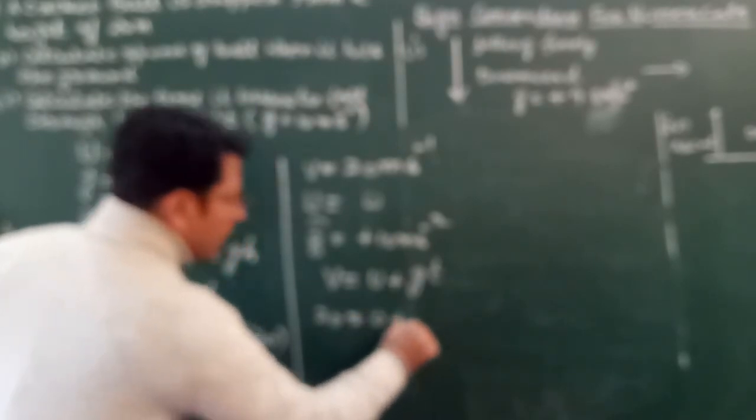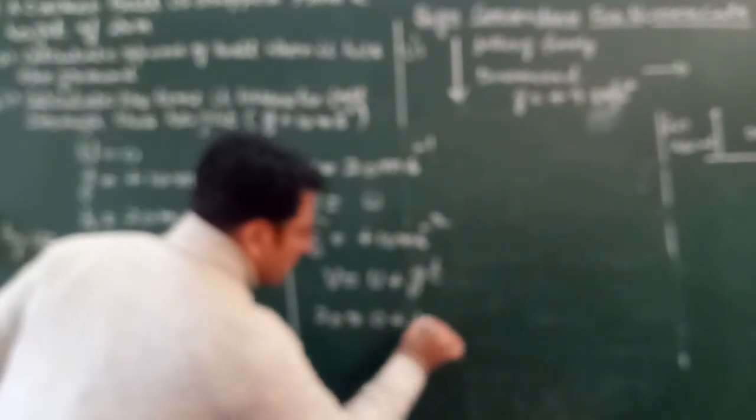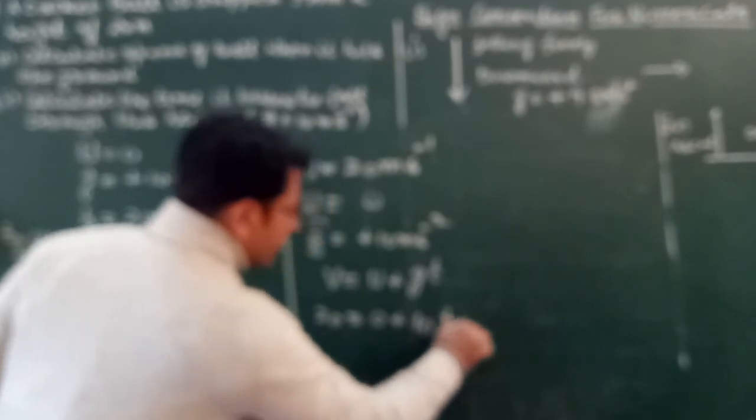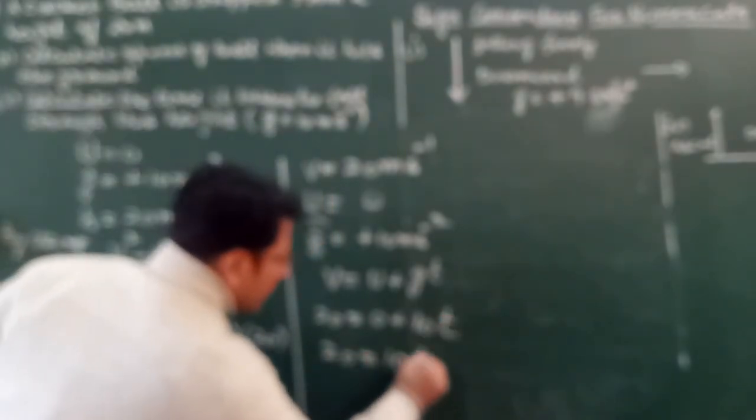So the value of v is just calculated, 20. The value of u is equal to 0 plus 10t. So 20 is equal to 10t. So t is equal to 20 upon 10, which is equal to 2 seconds. So in this way you can calculate the time, which is equal to 2 seconds.